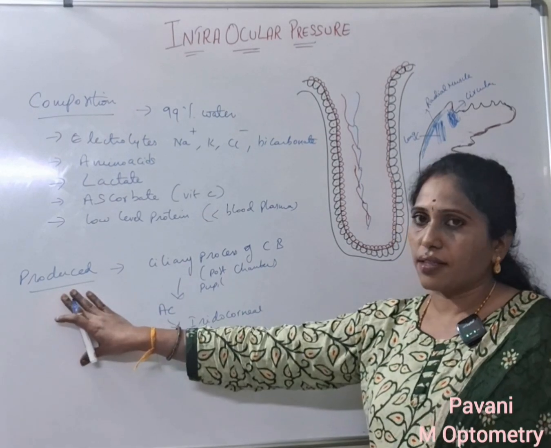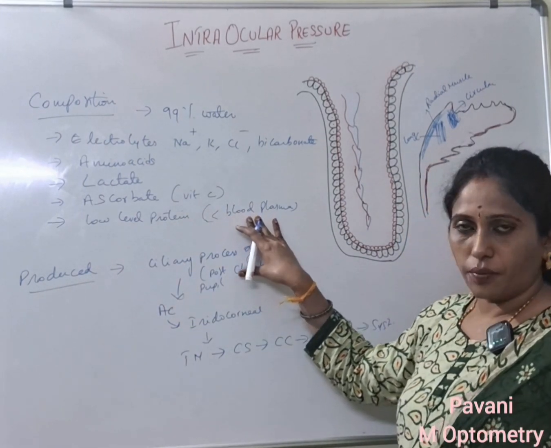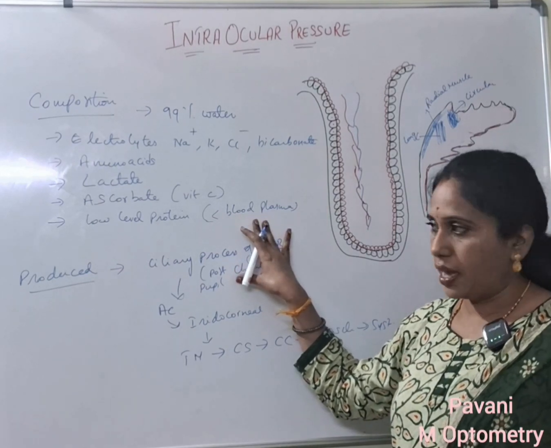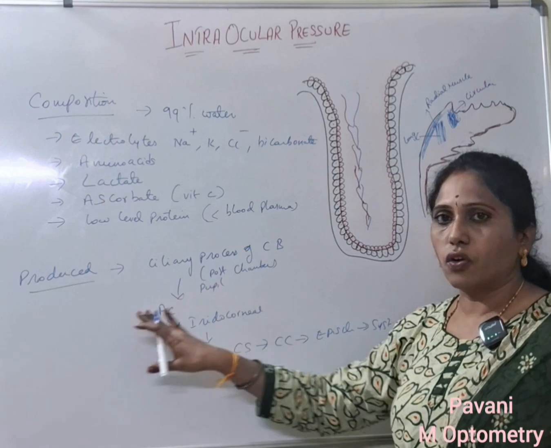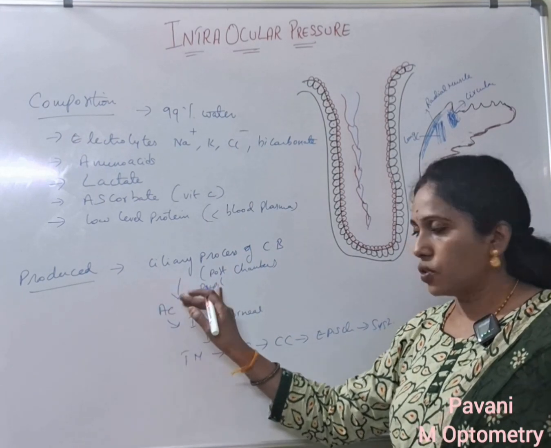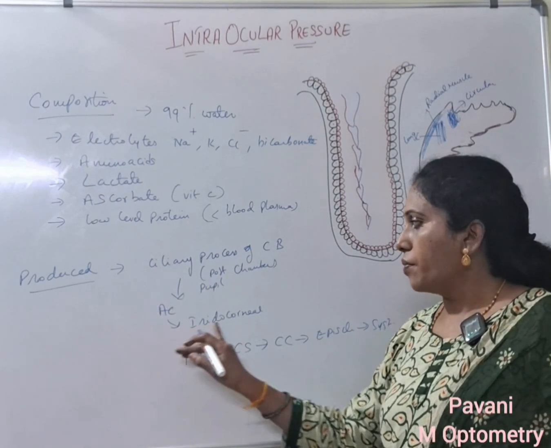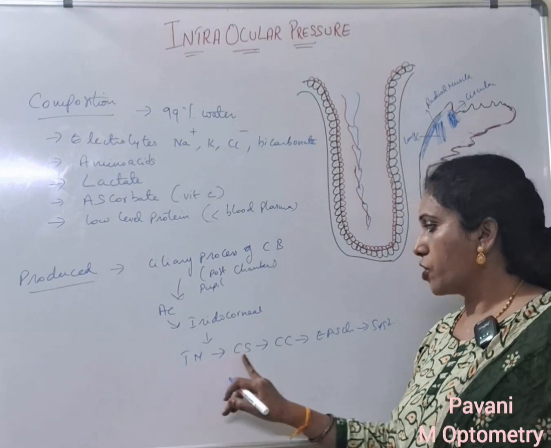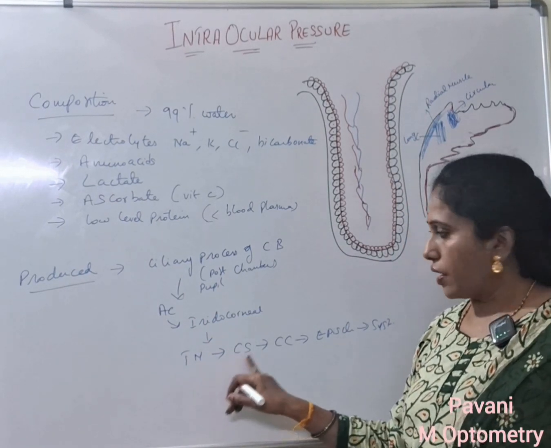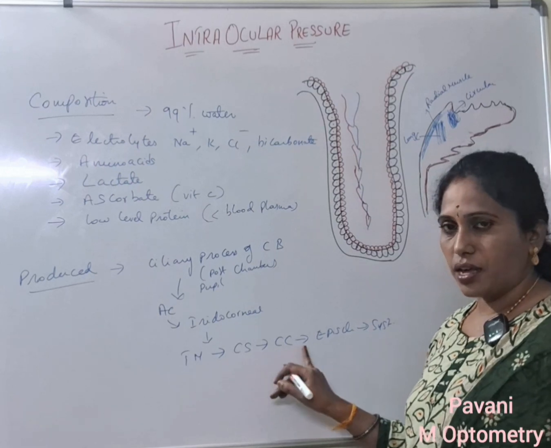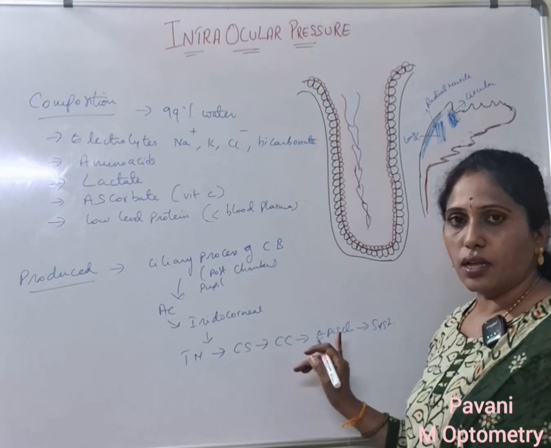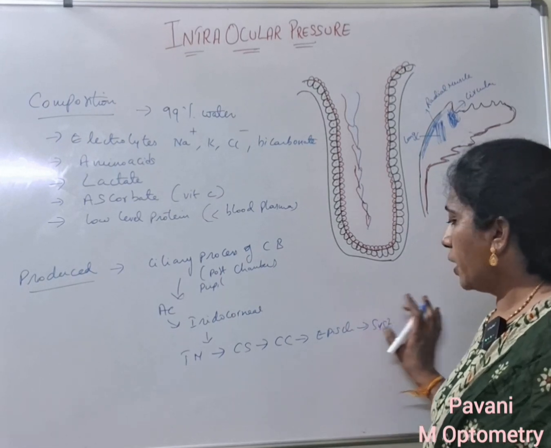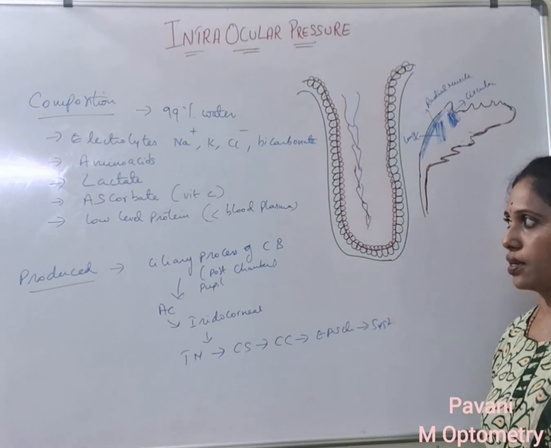So the aqueous humor is produced at the ciliary process of the ciliary body, which is present in the posterior chamber of the eye. From there it goes to the anterior chamber through the pupil. From the anterior chamber, through the iridocorneal junction, it drains out to the trabecular meshwork. From the trabecular meshwork it goes to the canal of Schlemm, then to the collector channels, through aqueous veins to the episcleral veins, and from there to the systemic circulation.